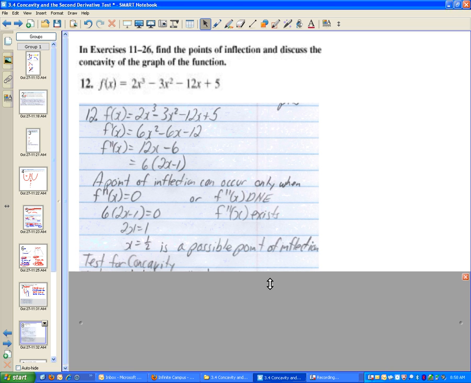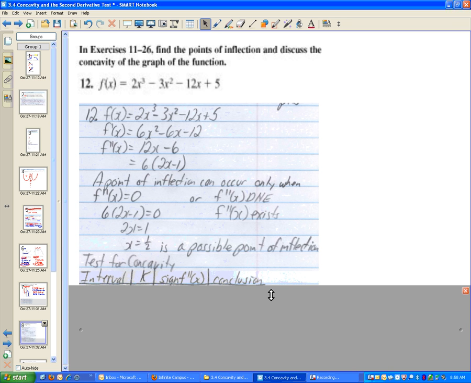All right? So the test for concavity looks a lot like the first derivative test. I have an interval, but these intervals are not based upon critical numbers. They're based upon possible points of inflection. I have a test number, again, based upon the possible points of inflection. I don't care about the sign of the first derivative anymore. It's the sign of the second derivative that's going to tell me what my conclusion is.